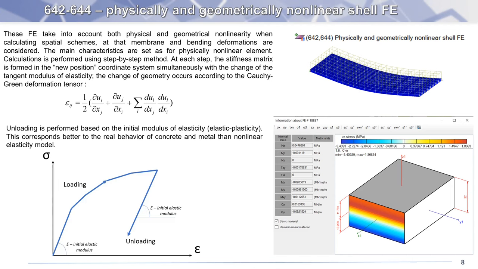Also, we have a new physically and geometrically nonlinear shell finite element. This element takes into account both physical and geometrical nonlinearity. The main characteristics are set as for physically nonlinear elements. Calculation is performed using step-by-step method. In each step, the stiffness matrix is formed in the new position coordinate system simultaneously with the change of the tangent modulus of elasticity. The change of geometry occurs according to the Cauchy-Green deformation tensor. Unloading is performed on the initial modulus of elasticity, elastic plasticity. This corresponds better to the real behavior of the material.